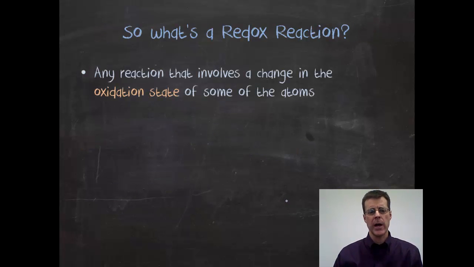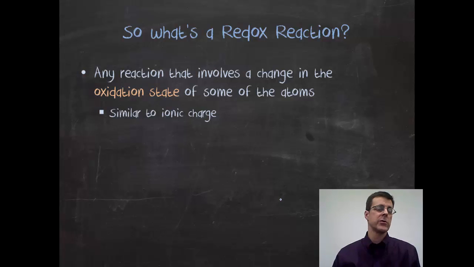A redox reaction is a reaction that involves a change in the oxidation state of some of the atoms. It doesn't have to be all of the atoms, but some of the atoms. So now we need to know what an oxidation state is. Oxidation state is going to be similar to an ionic charge, and if you look at those reactions previously, in most cases we could work with ionic charge. What was the charge in iron before? What was the charge in iron after?